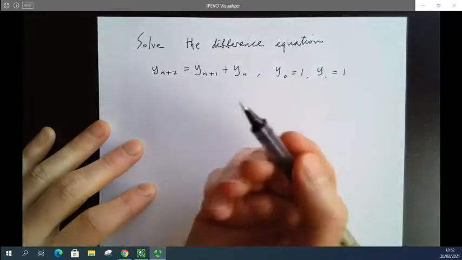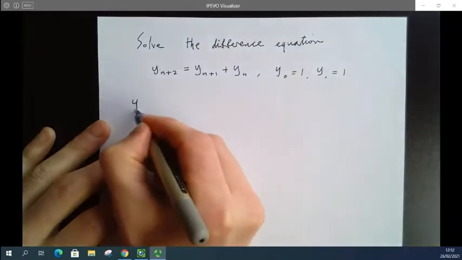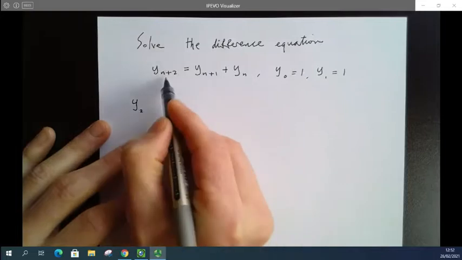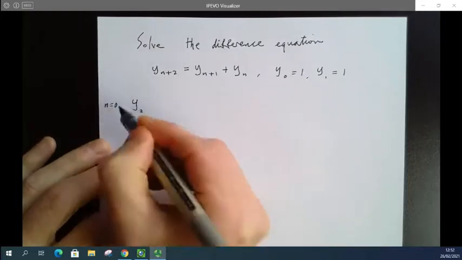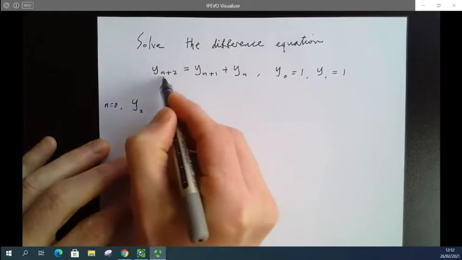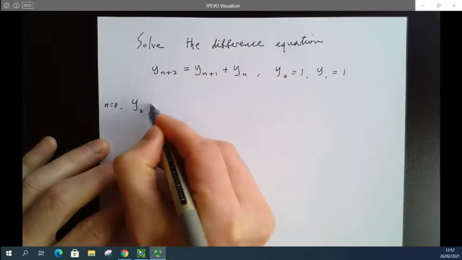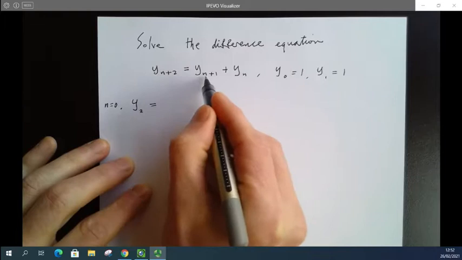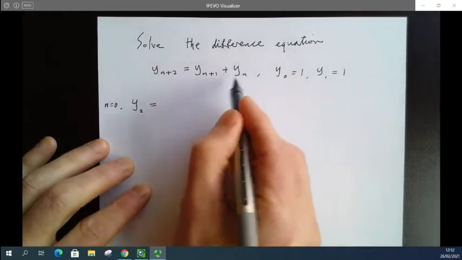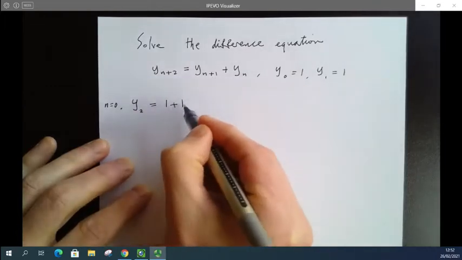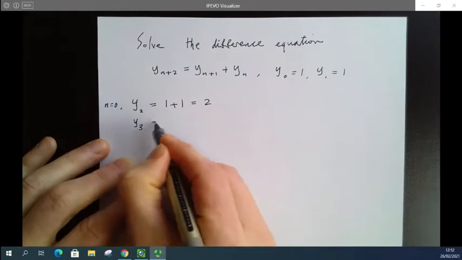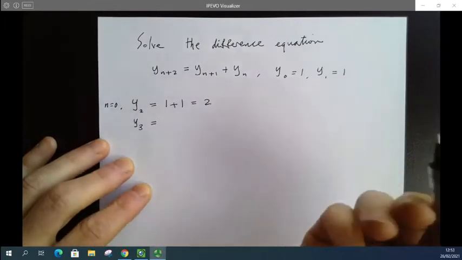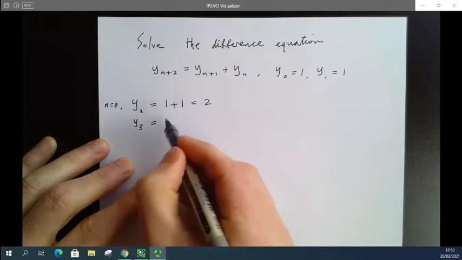So let's find the third term, that would be y2. Let's find that. Now y2 happens when n is 0. So let's just write over here, n is 0. And we get y0 plus 2, which gives us y2. So that's going to be equal to the previous term, y1 plus y0. So it's going to be equal to 1 plus 1. So we get 2.